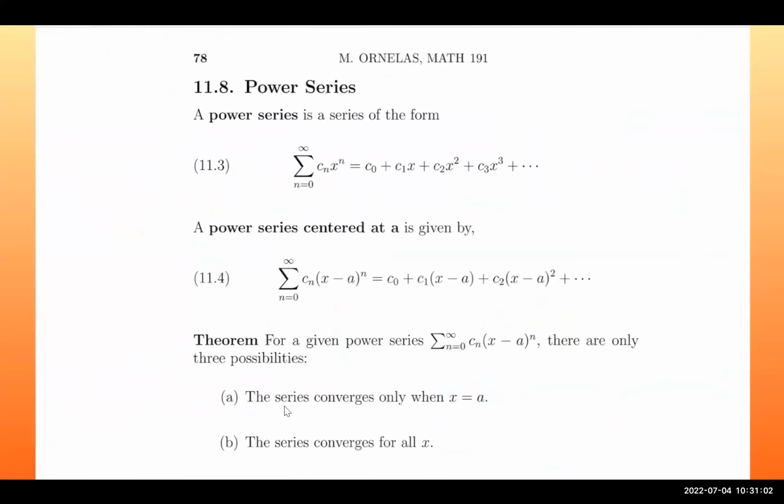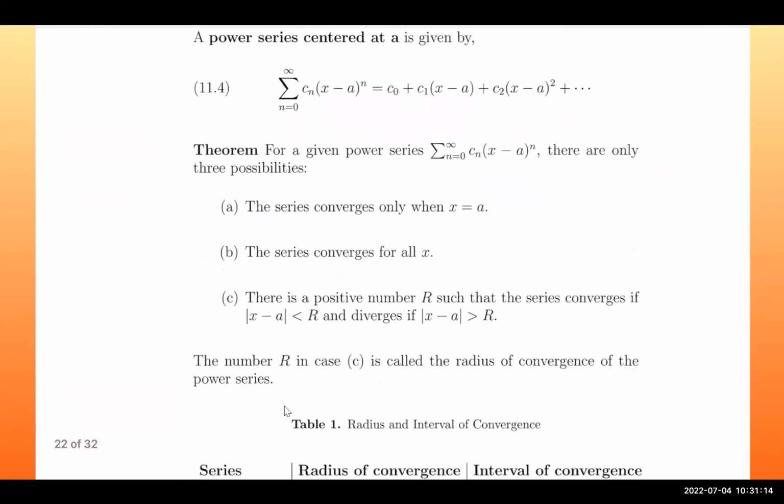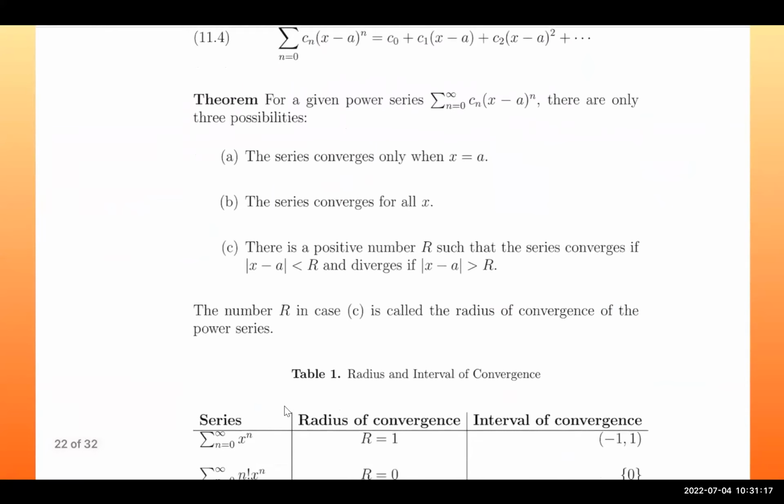This is section 11.8 on power series. So a power series is anything of this form here. A power series centered at a is of the same form, only it's x minus a instead of just x. And there's a theorem that says that for a power series, there are only three possibilities.